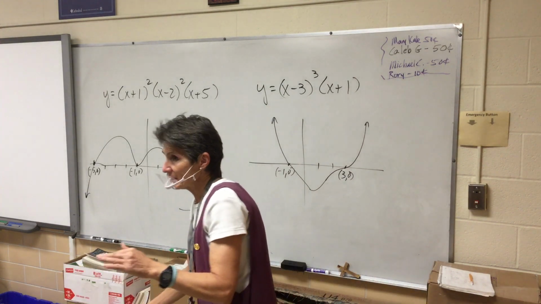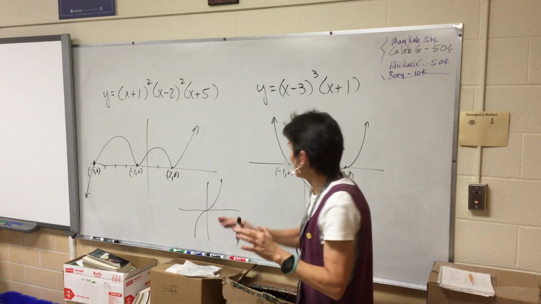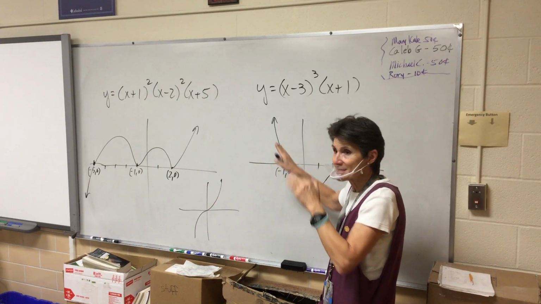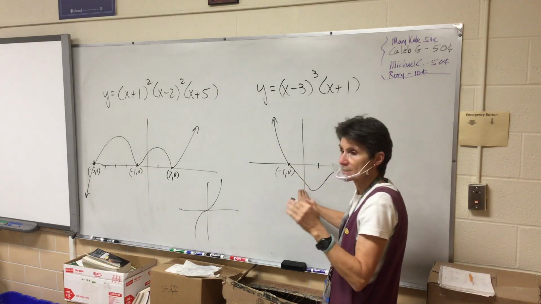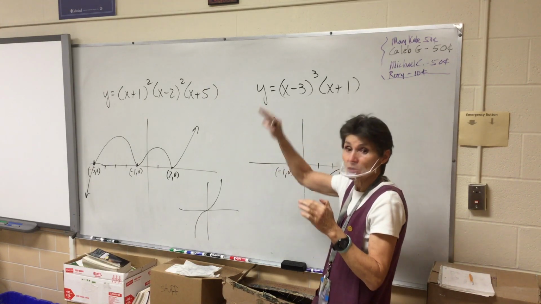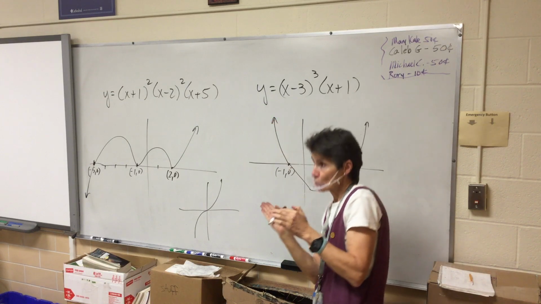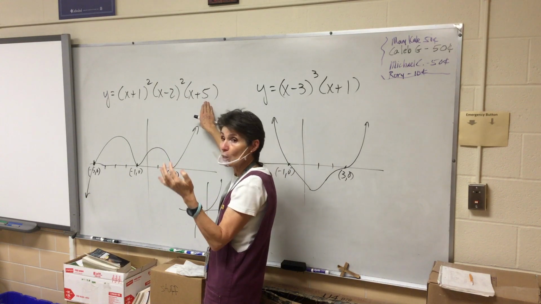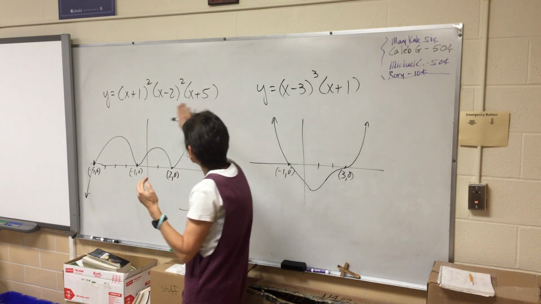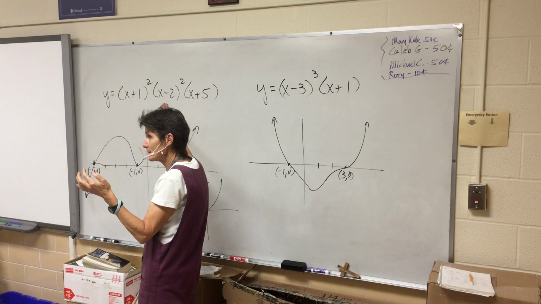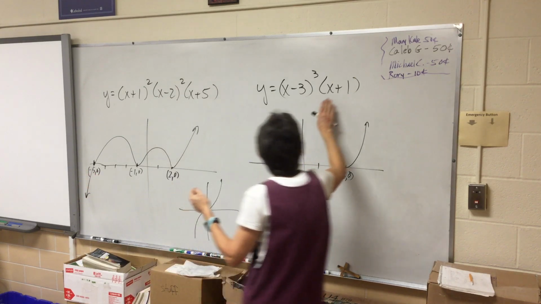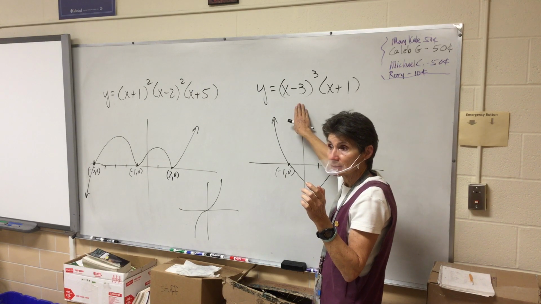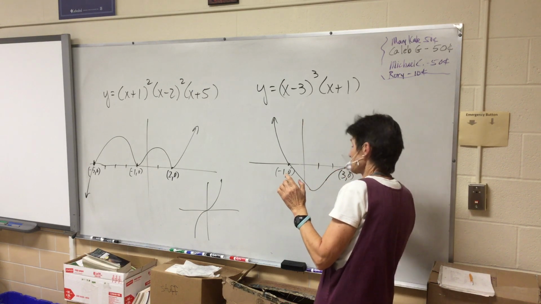So basically, kids, there are 3 ways you handle it. When you get to a point on the x-axis, you either zip right through, you bounce off, or you squiggle. You zip right through when there's no power. You bounce off when the power is 2, and you squiggle when the power is 3. Okay, so you physically see that squiggly right there.